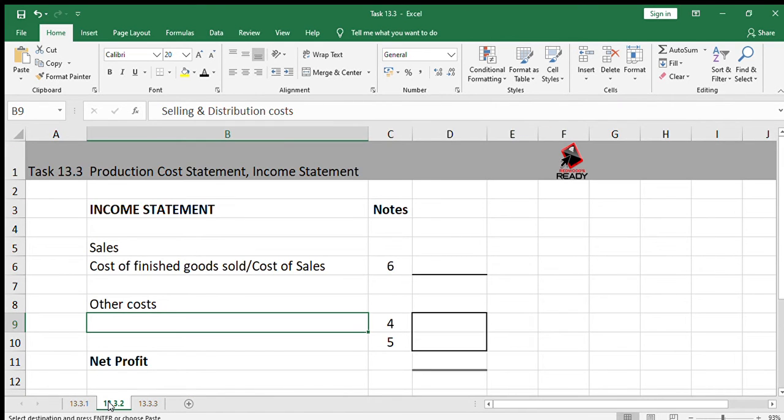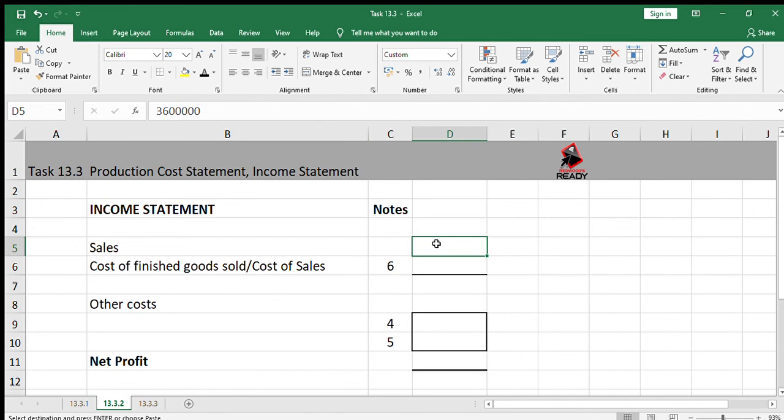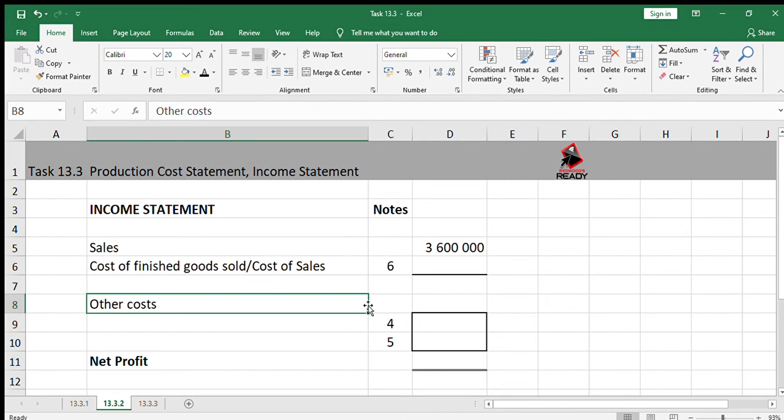Now in 13.3.2 you have an income statement. Now it's just an extract of the income statement, so it's a very summarized income statement compared to what you normally know. But we've got sales here, we're going to put it in sales, 3,600,000. Okay, 3,600,000. And then it says commission paid to salespersons is 5%.